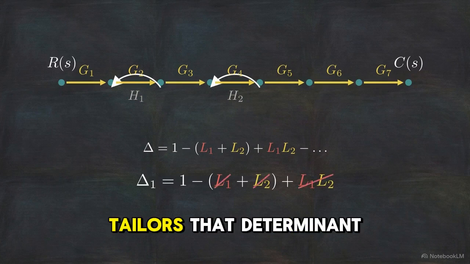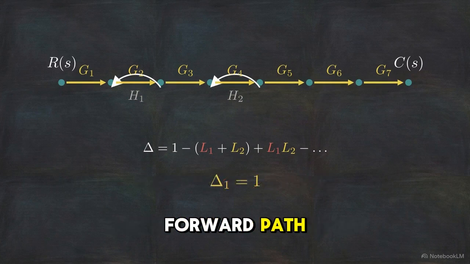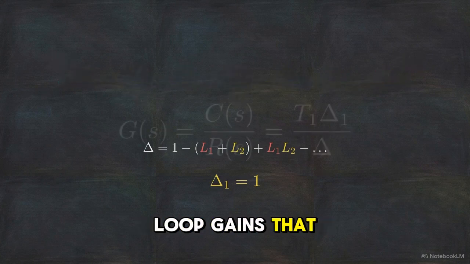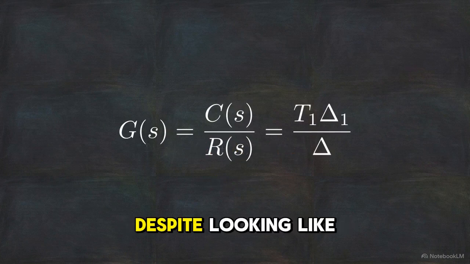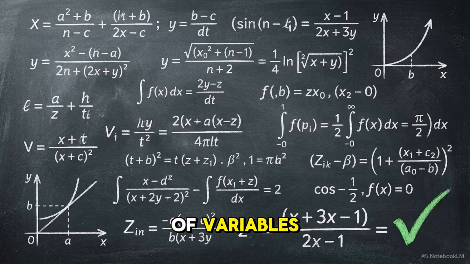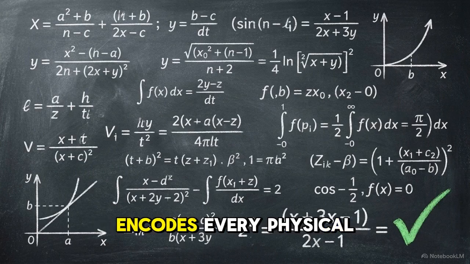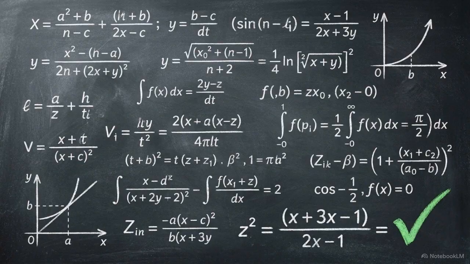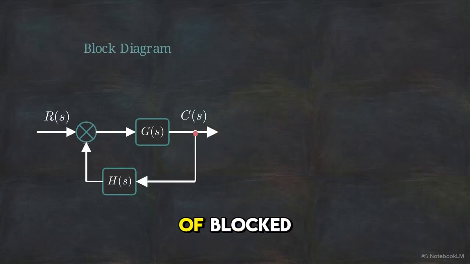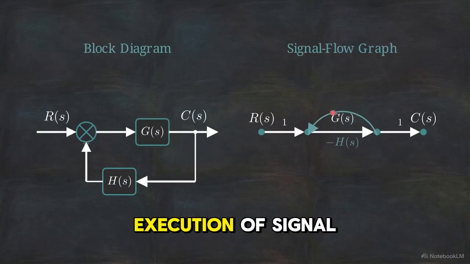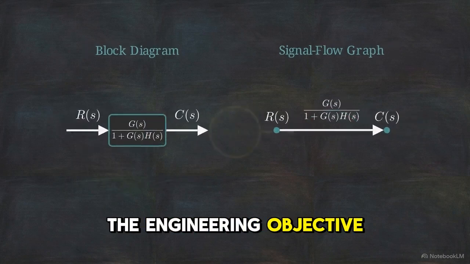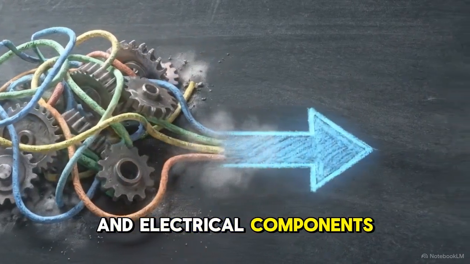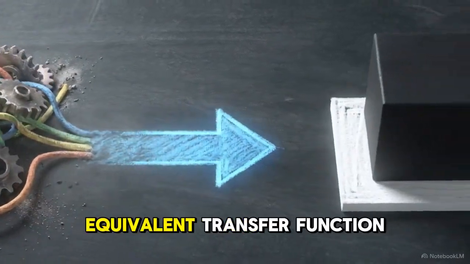Finally, the delta k term tailors that determinant to each specific forward path. Calculate delta k by looking at your master delta and eliminating any loop gains that physically touch your current forward path. Despite looking like an abstract wall of variables, Mason's rule automatically encodes every physical path and isolated dynamic into one equivalent calculation. Whether you rely on the physical manipulation of block diagrams or the algorithmic execution of signal flow graphs, the engineering objective is identical. You are distilling a chaotic labyrinth of mechanical and electrical components down into one clean equivalent transfer function.